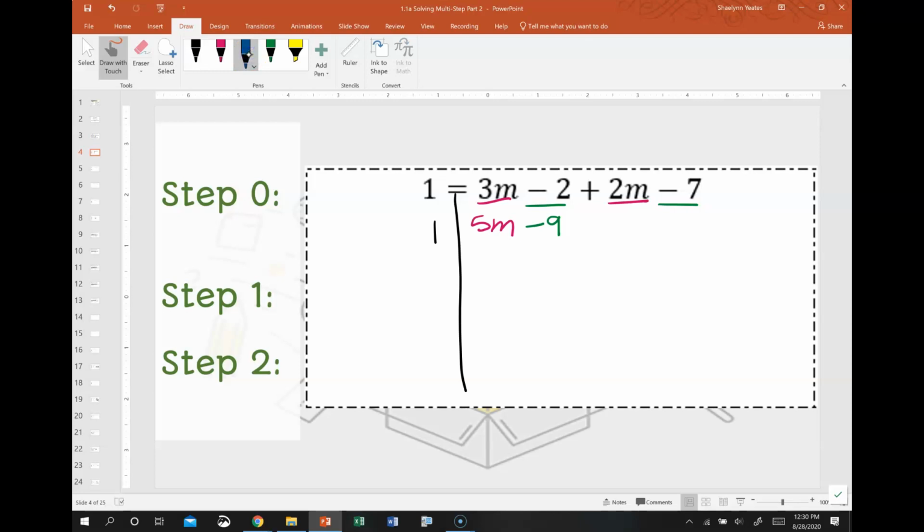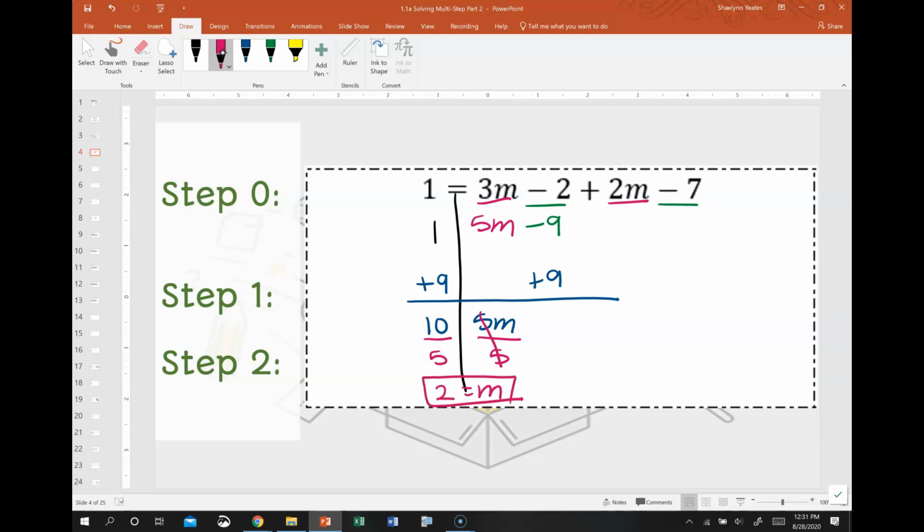So the first thing I'm going to want to do is my step 1. I'm going to add 9 to both sides. I'm going to get rid of my constant, the -9. So I add 9 to both sides and I get 5m equals 10. Then my very next step is going to be divide. So we're going to divide both sides by that creepy coefficient. It's 5. And 10 divided by 5 is 2, so 2 equals m. And as you can see, we're all beautifully done.